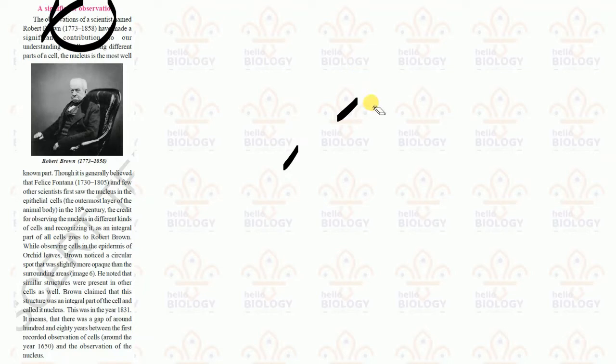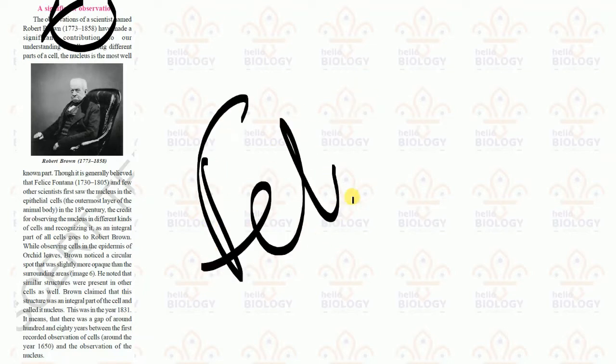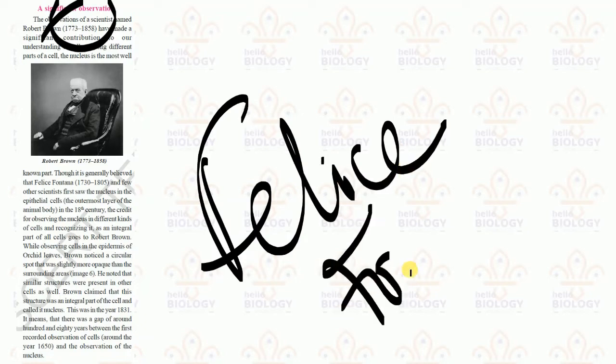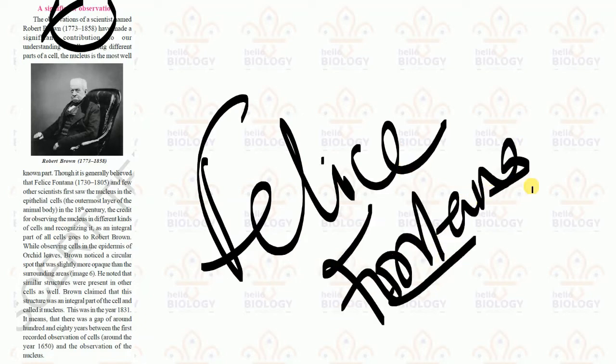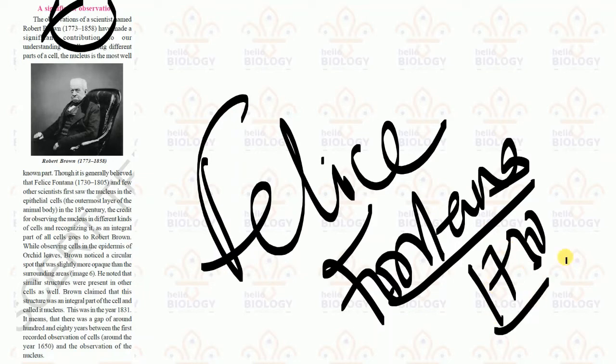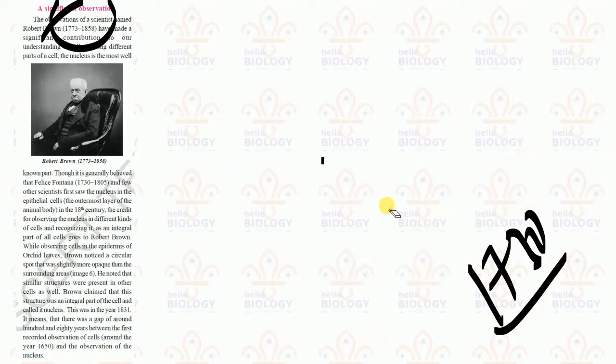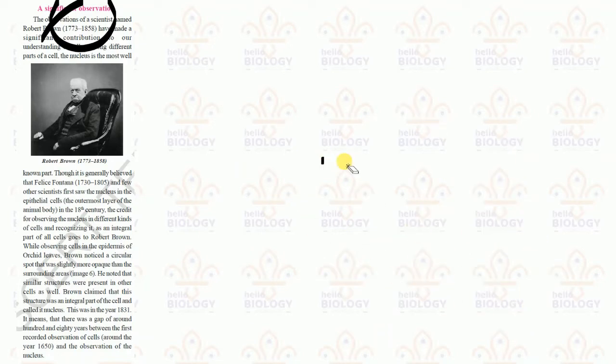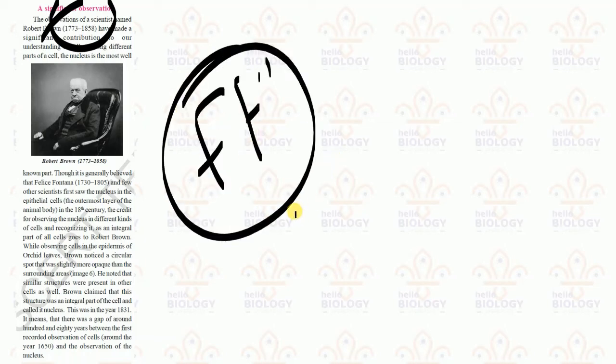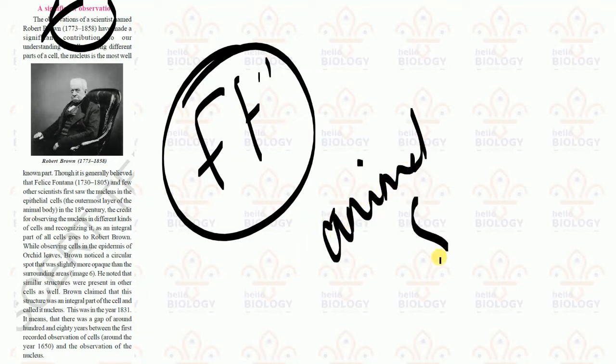After that, it was generally believed that Felix Fontana, one more scientist, who lived around 1730, and a few other scientists first saw the nucleus in the epithelial cells, the outermost layer of the animal body. That means before Robert Brown, there was the scientist Felix Fontana, who also saw cells for the first time in animal cells, that is, the animal skin.